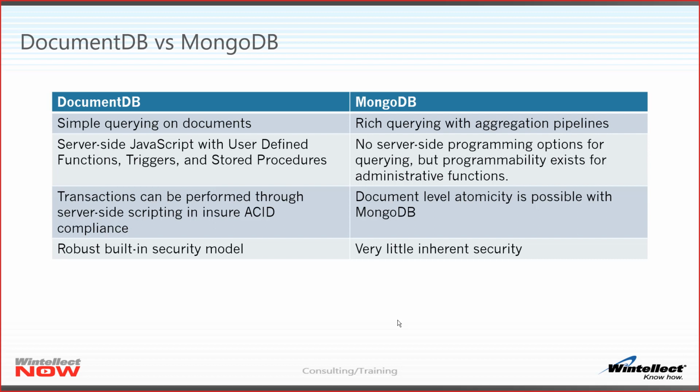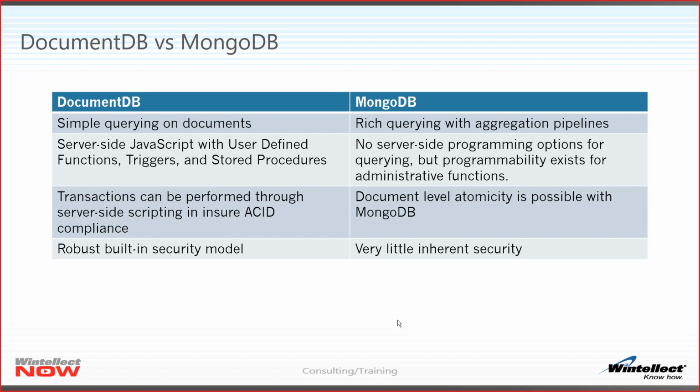Transactions can be performed through server-side scripting to ensure ACID compliance. If you want to have ACID compliance, you can do that through server-side scripting, and it bundles that up in a transaction and writes that with the server-side scripting. In Mongo, it's at the document level. So basically, you're writing everything in the document, and it does it at the document level. You can't do that at the transaction level. So it just depends on which one of these consistency models you want.